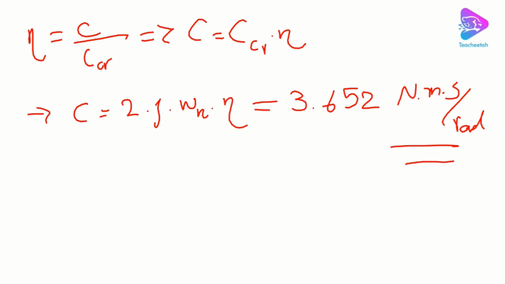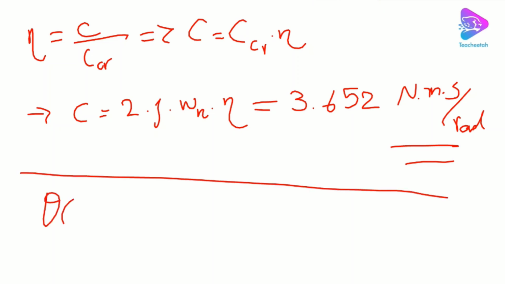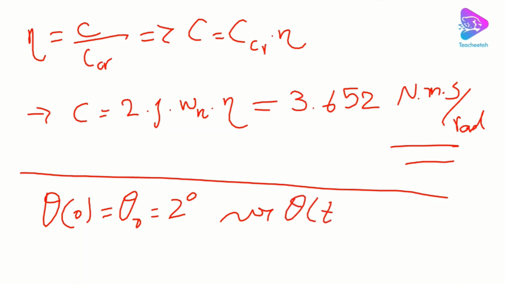So we found C. Now we need to move to the second part, saying that if we have theta not, or theta naught, equal to 2 degrees, what is theta at the first t, basically the first period?